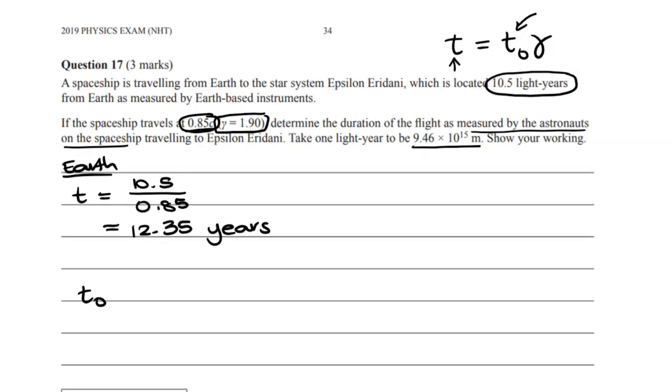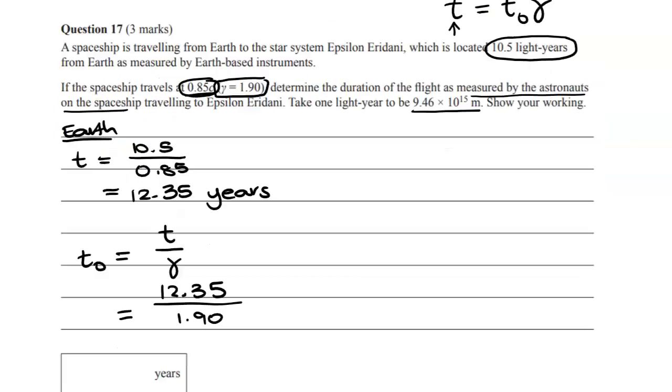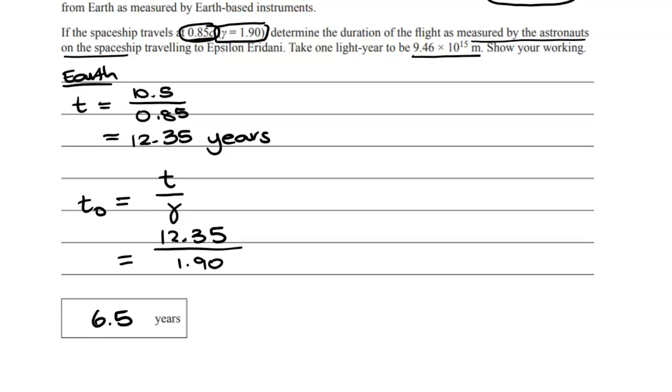So that's t0. Like we saw previously, rearranging, that's t on gamma. So we're really hoping for the astronauts' benefit that they are measuring a shorter time. Otherwise, they're going to be very bored in space. So let's do that 12.35-ish years divided by the value of gamma, 1.90. So as always, I keep my previous answer in the calculator. So divided by 1.90, don't need the 0. Okay, 6.5. Do we need to do it to 2 sig figs? Yes. So 6.5 years. Ooh, that's so much better for those astronauts.